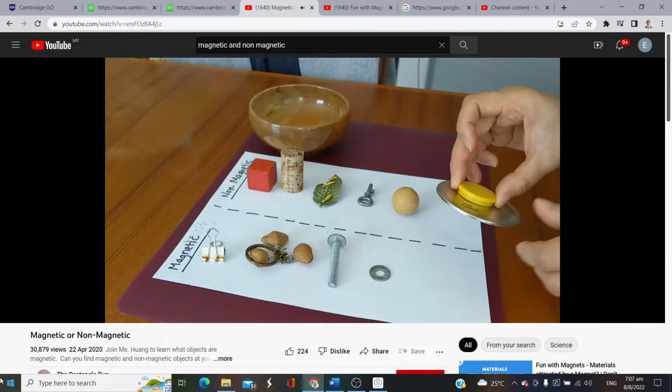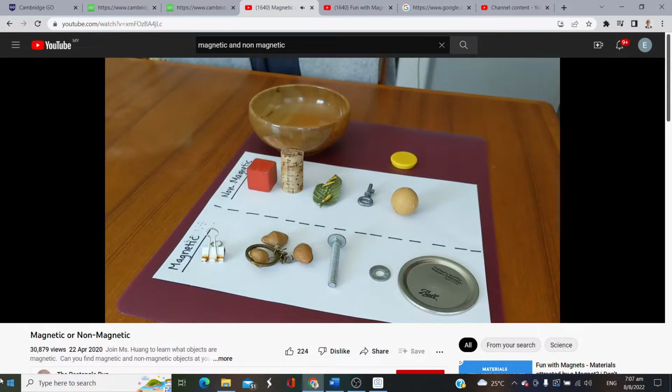I did it. I sorted them all by either magnetic or non-magnetic. You can do this at home too with the objects that you find and a magnet.